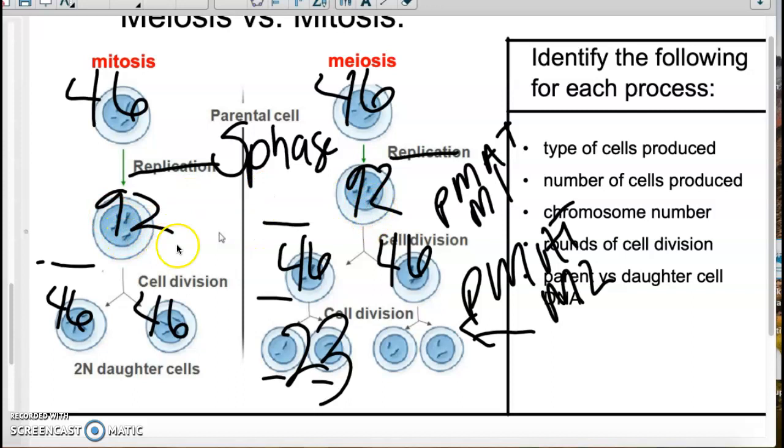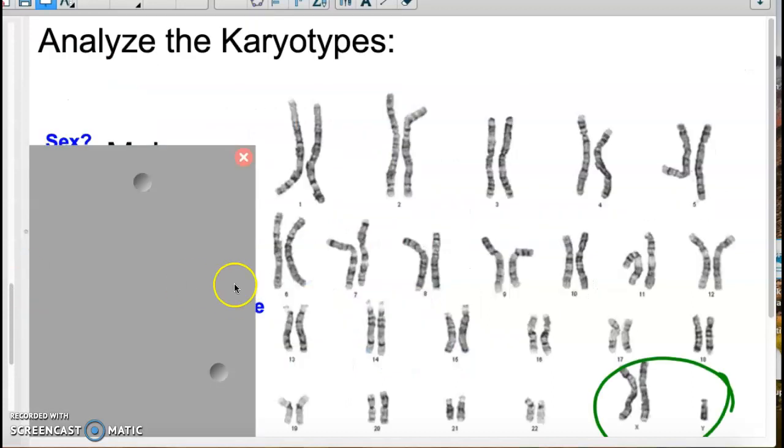And so there can be problems that arise when you're forming your gametes, and that's why we looked at karyotypes, because something called non-disjunction can occur, where the chromosomes don't separate correctly, and you might get too many chromosomes or not enough chromosomes in your gametes.